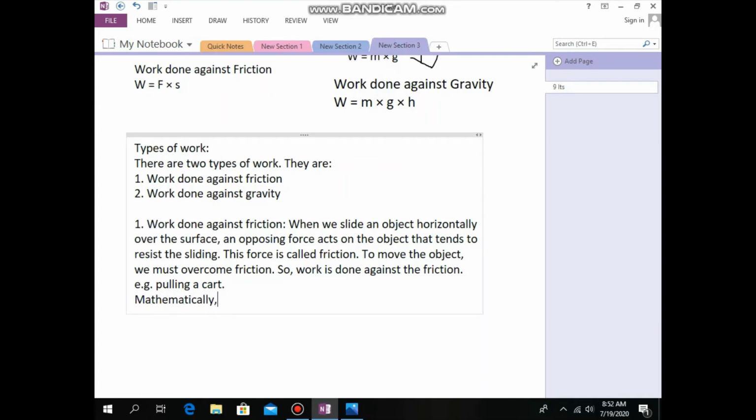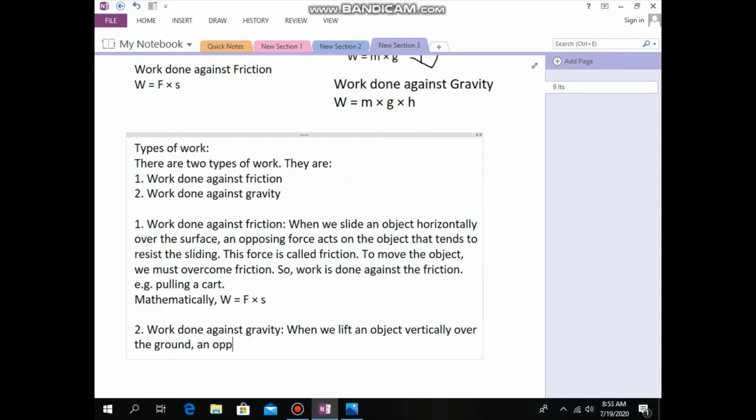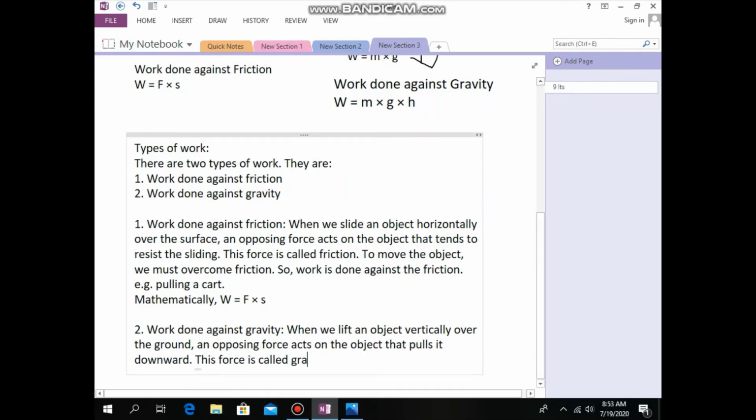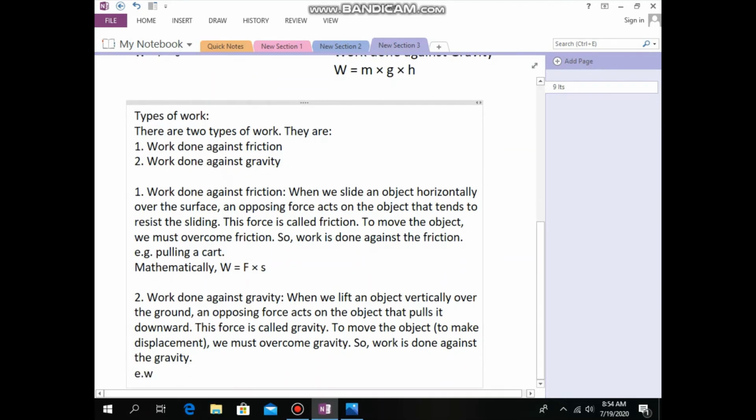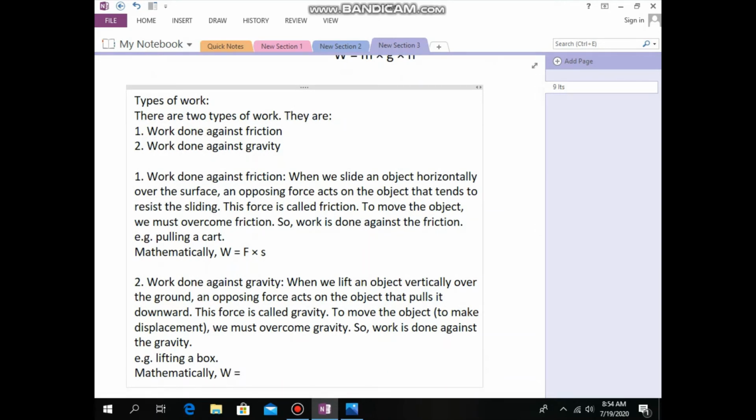Number two, work done against gravity. When we lift an object, we apply a force to pull it upward, and this force must overcome gravity. Mathematically, W equals m into g into h. W means work done, m means mass, g means acceleration due to gravity, and h means height.